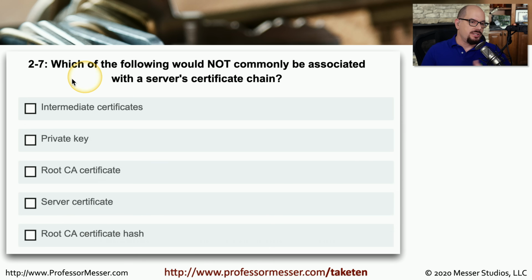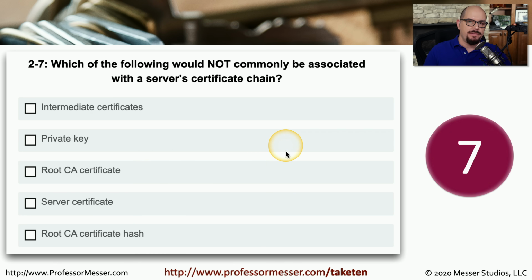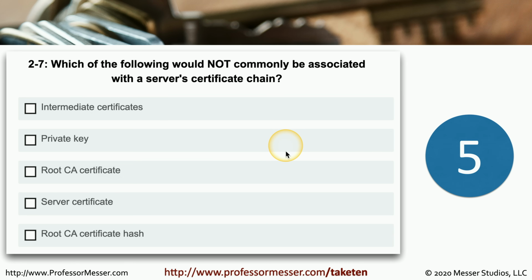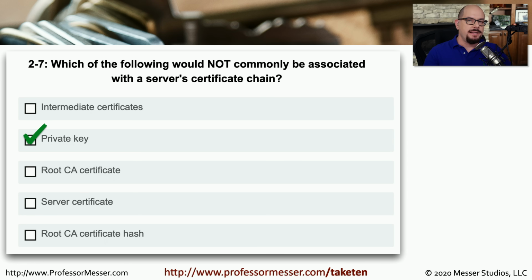Question 7 asks, which of the following would not commonly be associated with a server certificate chain? Would it be intermediate certificates, a private key, a root CA certificate, a server certificate, or a root CA certificate hash? If you know the answer, you've got 7 seconds. And it's the private key that we would not commonly associate with a server certificate chain.